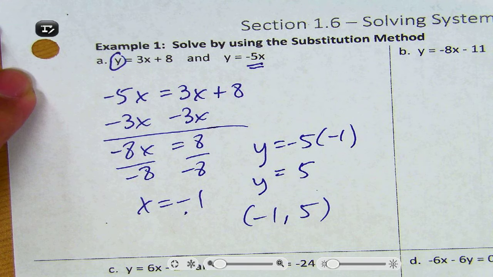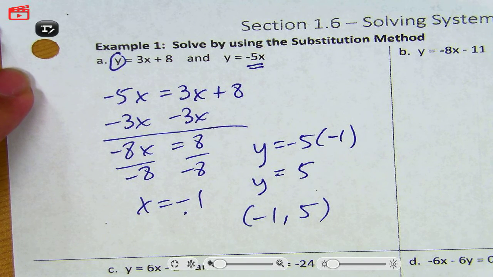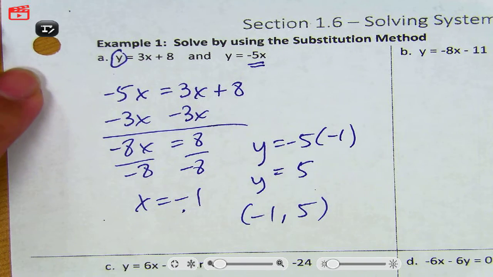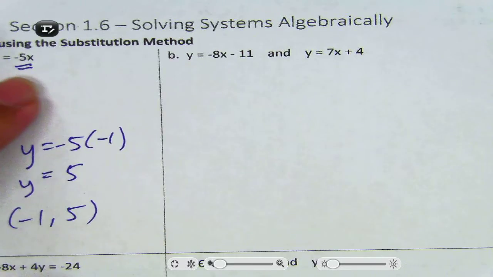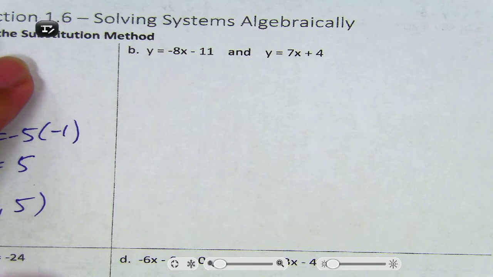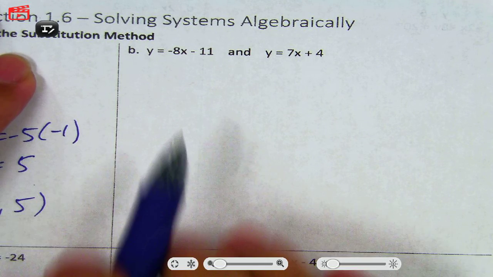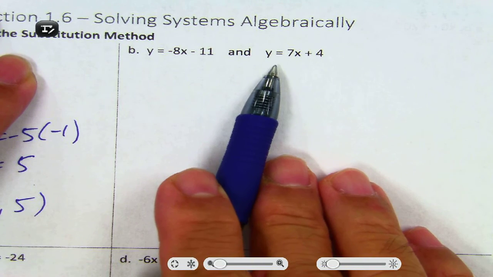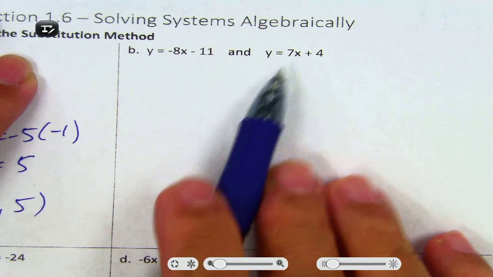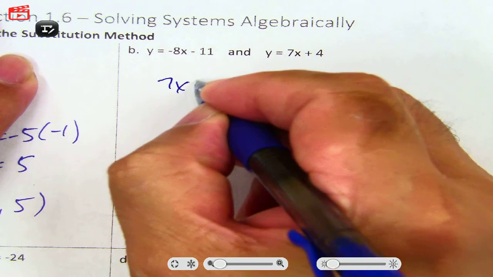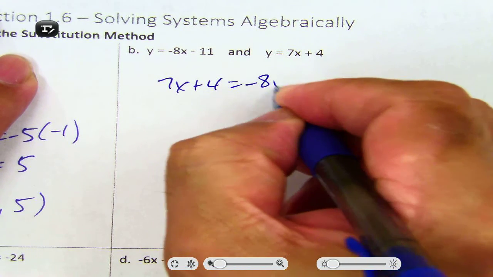That's pretty simple. So we start with the simple ones and we get harder and harder. Alright, ready for B? Okay, so this one's the same way. Both of them are solved for y, so you can just set them equal to each other. So you can say 7x plus 4 equals negative 8x minus 11.